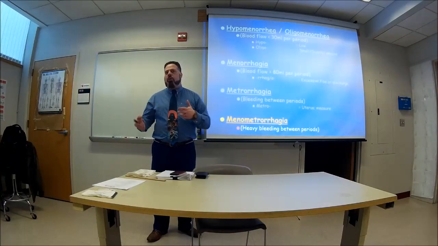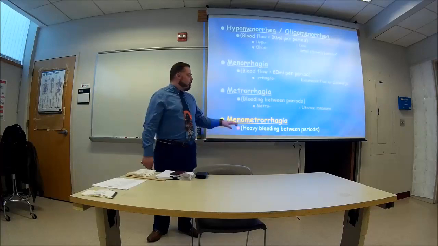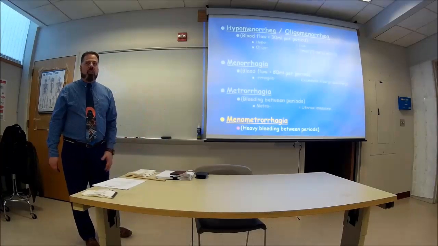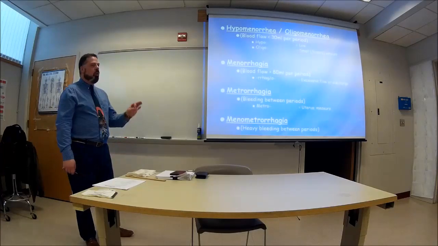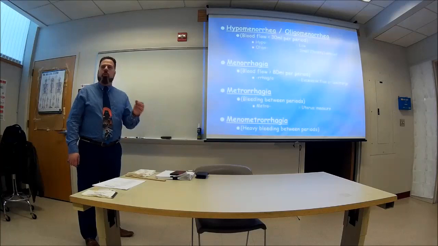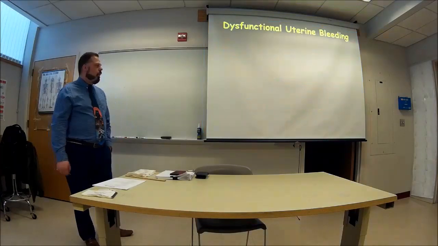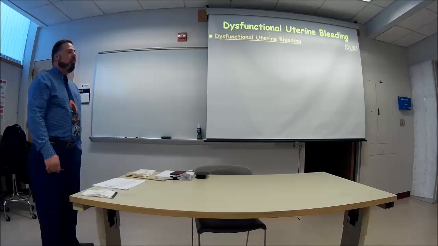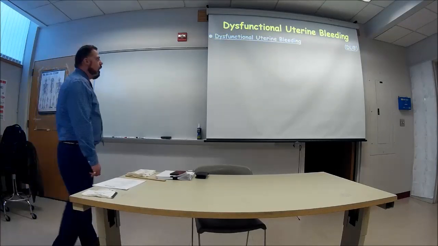They're just bleeding so heavy on and off, and we see that a lot, okay? We've got to try and figure out why this is happening. It could be because of hormonal imbalance, could be something organic. Cancer, could be fibroids, could be multiple different things. So we have dysfunctional uterine bleeding, also referred to as DUB, okay?